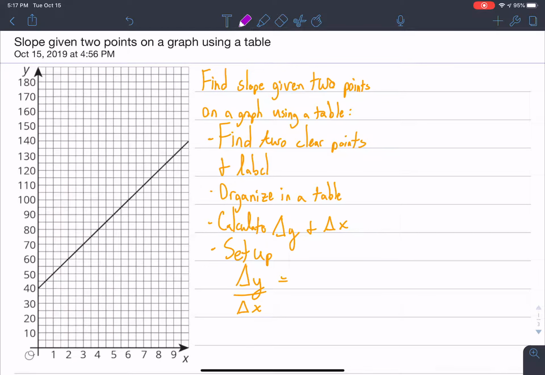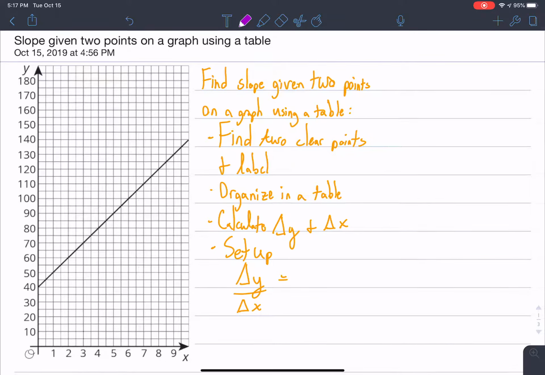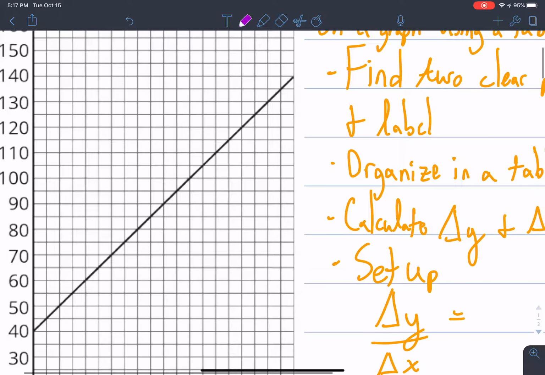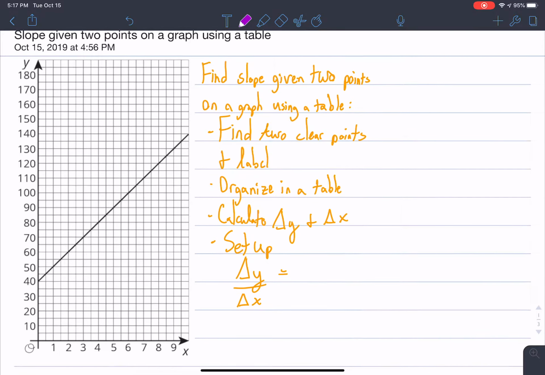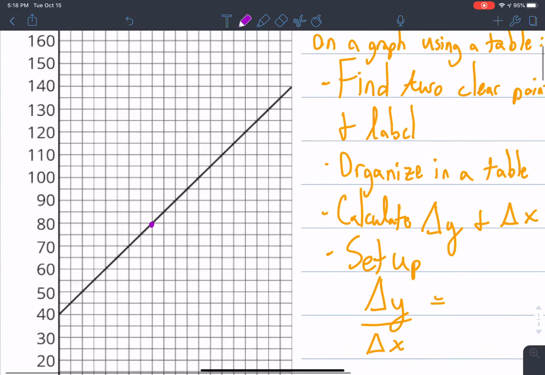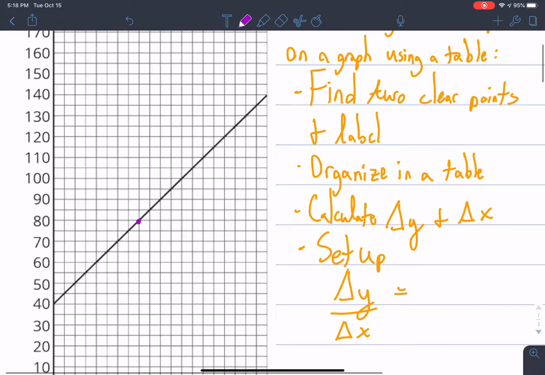And today we're going to be looking at slope given 2 points on a graph using a table. So before, when we were dealing with slope on a graph, we made similar triangles like this. But today what we're going to be doing is going to find 2 clear points on our graph. We're going to label it first. So I'm going to pick a point here, and I'm going to pick a point here.